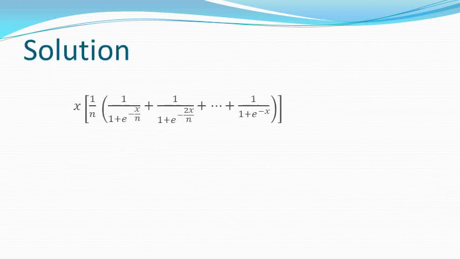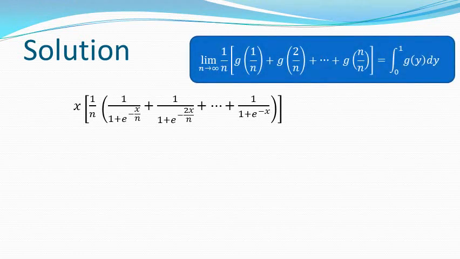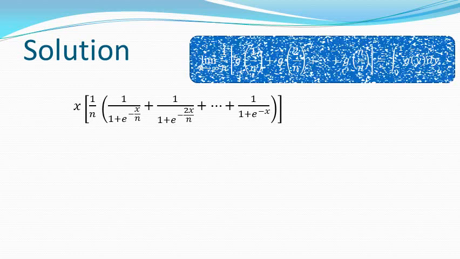Well, the first step is to write down the sum for which we are trying to find the limit. Now we realize that this kind of a sum can be written as a definite integral. So we have this formula. The limit of the given sum on the left hand side is the integral of g(y) from 0 to 1. So we need to identify what our g(y) function is.